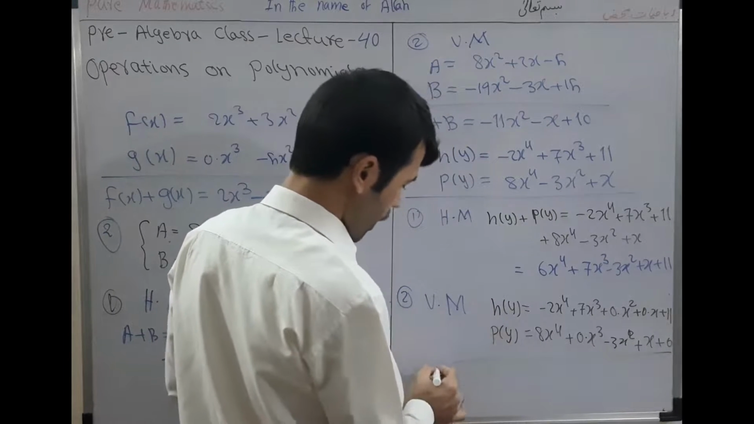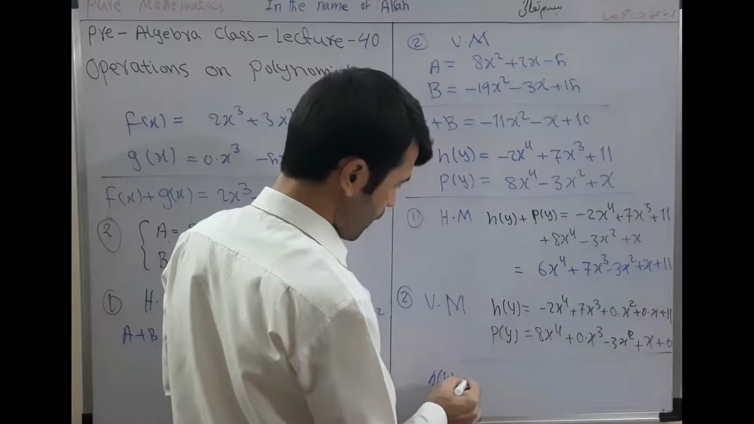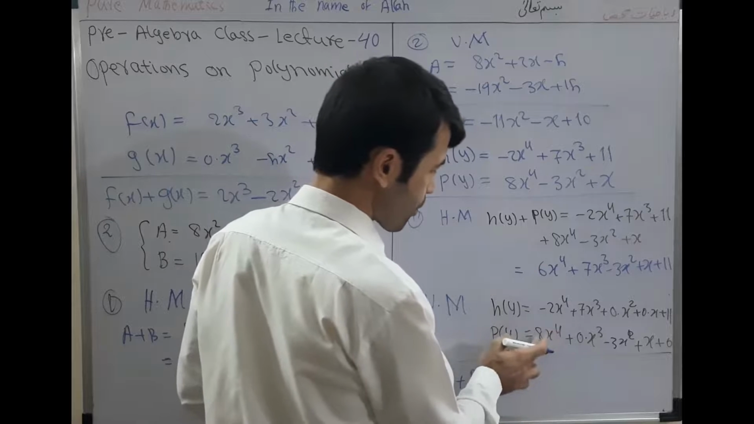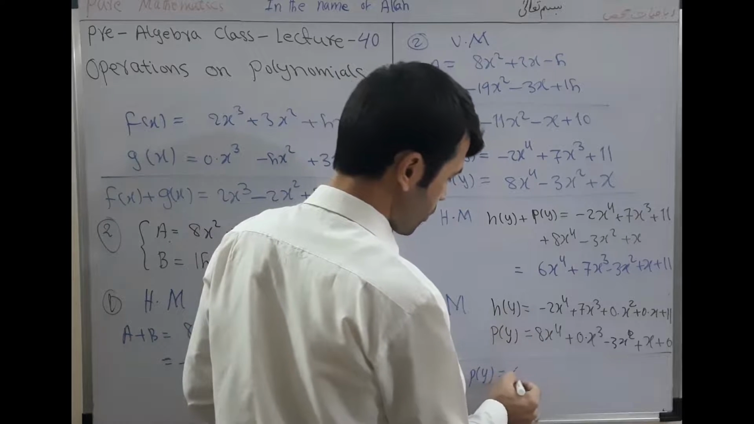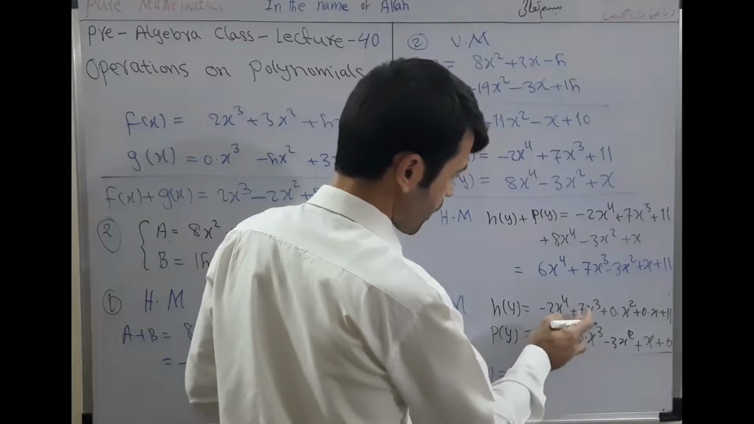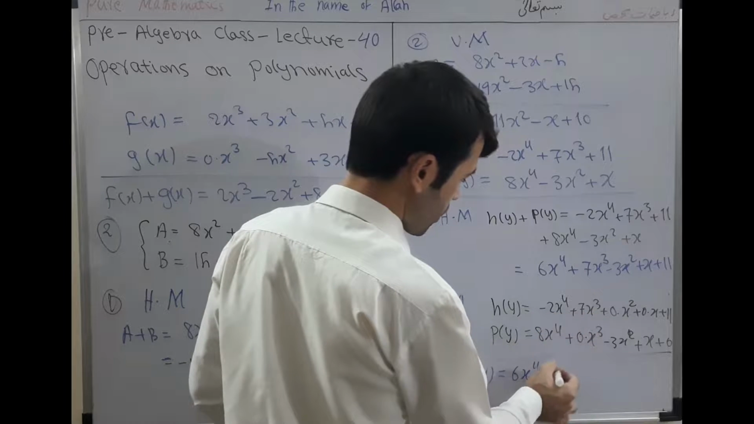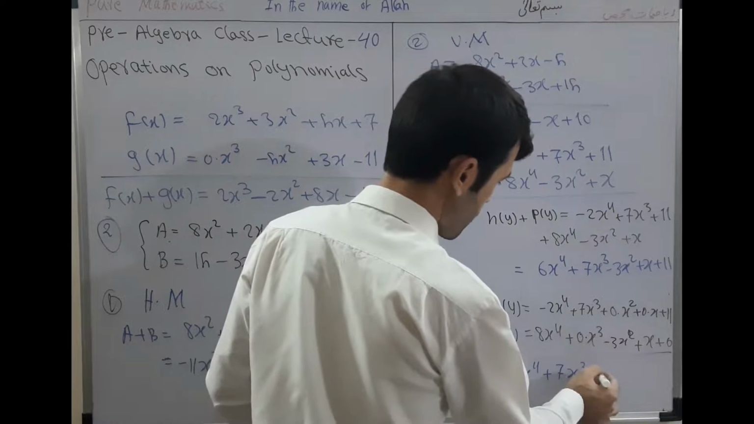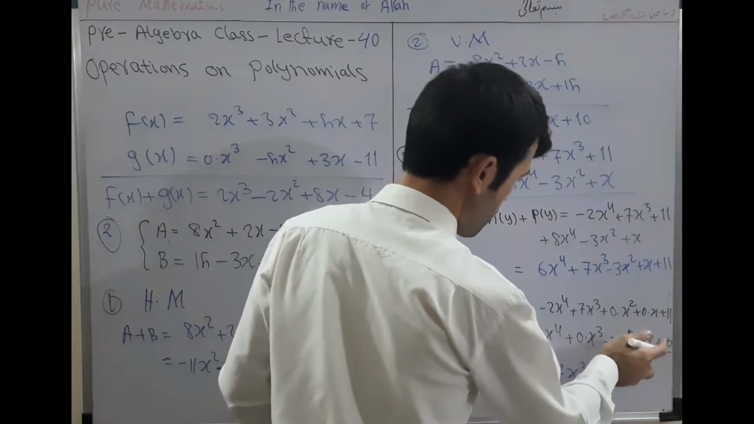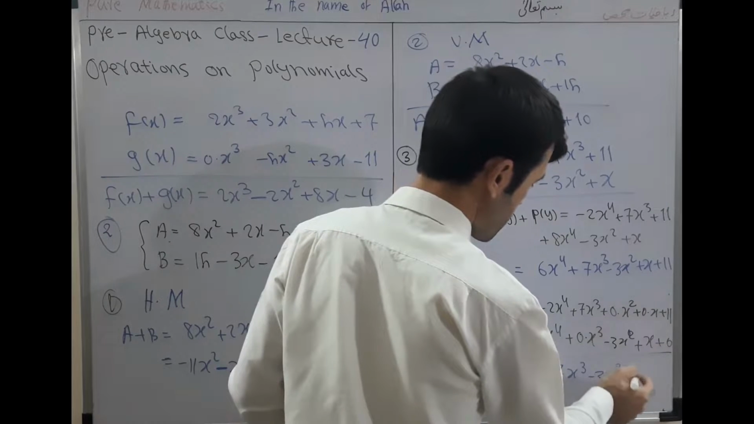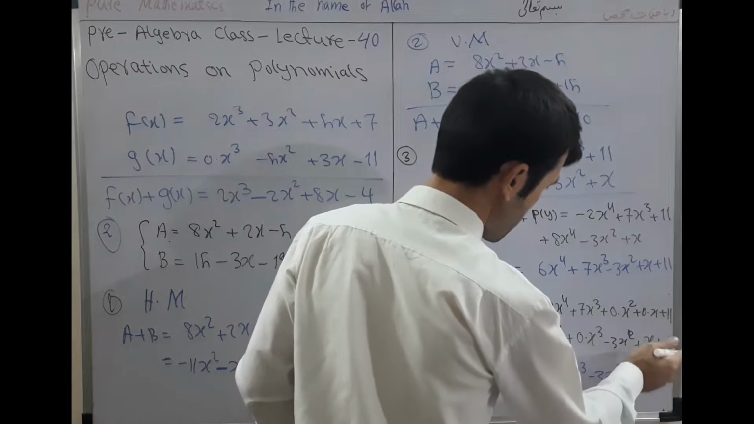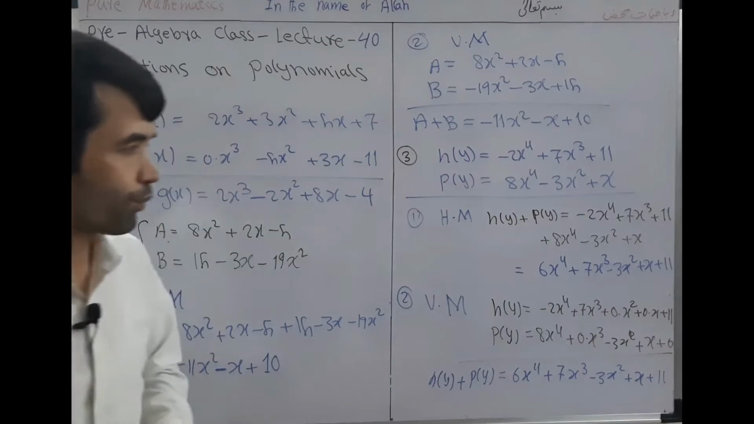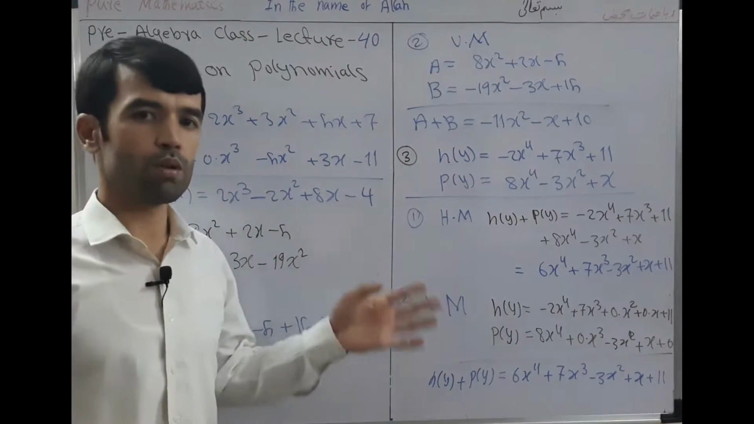Here h of y plus p of y is equal to 8 minus 2, it is equal to 6x to the power 4. 7 plus 0, it is equal to 7x to the power 3, plus 0 minus 3, minus 3x to the power 2, plus 0 into x plus x. 0 plus 11, it is equal to 11. It was the method of adding two polynomials.